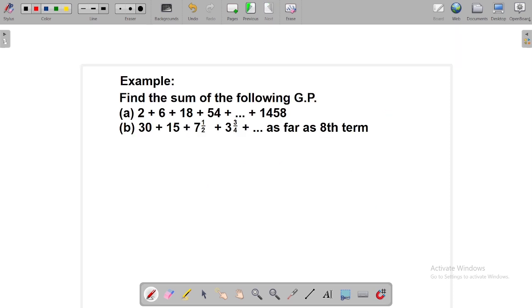Okay, we are given this example that says find the sum of the following GP. A, 2 plus 6 plus 18 plus 54 plus so on and so forth until 1458. Now B says 30 plus 15 plus 7 whole number 1 over 2 plus 3 whole number 3 over 4 plus so on and so forth as far as 8 terms. This B, they are telling us to get the sum up to 8 terms.